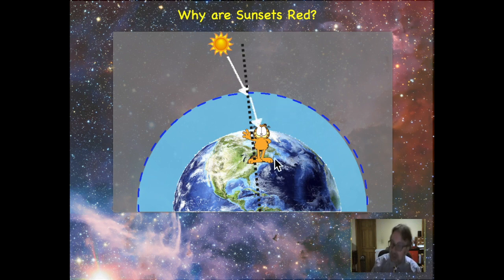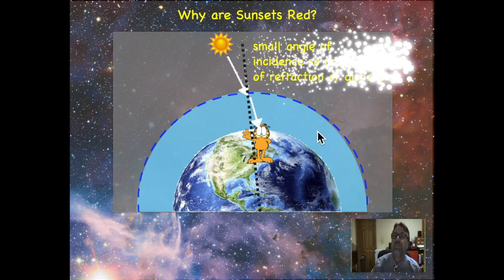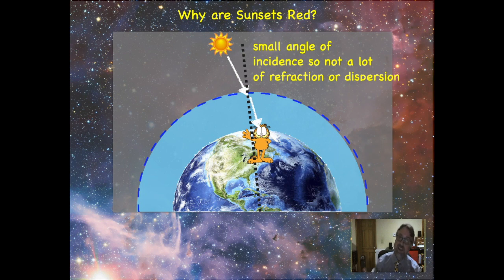But not a lot, because the air doesn't slow down light that much, and I don't have a big angle of incidence to begin with. So when the sun is high in the sky, you have a small angle of incidence, so not a lot of refraction or dispersion. But that's going to change as the sun gets lower in the sky for a sunset. So let's take a look at that situation.